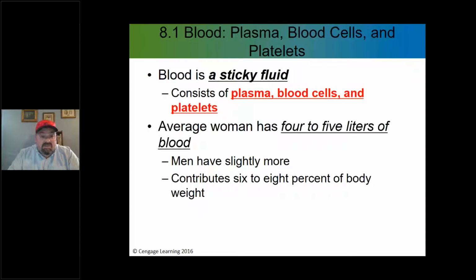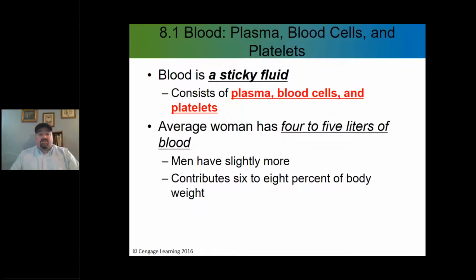Blood is a sticky fluid containing plasma. Plasma is the liquid portion of the blood, and it's primarily composed of water. It also contains what are called formed elements. We call them the blood cells. So we have the red blood cells, the white blood cells, and the platelets. And these platelets, also known as thrombocytes, are important as far as our ability to clot if there's some type of damage to blood vessels.